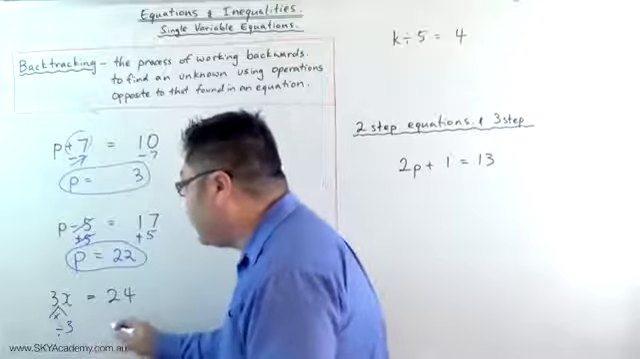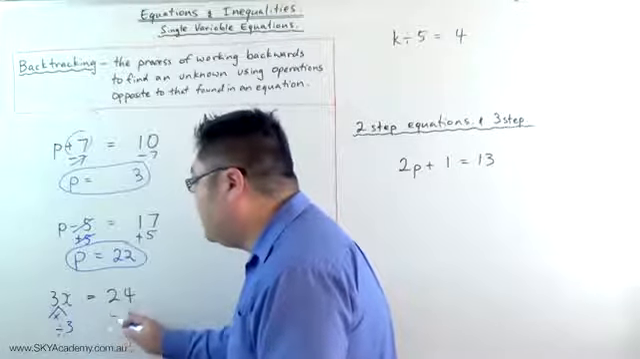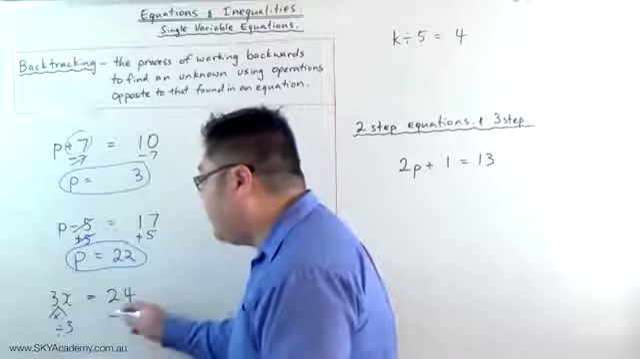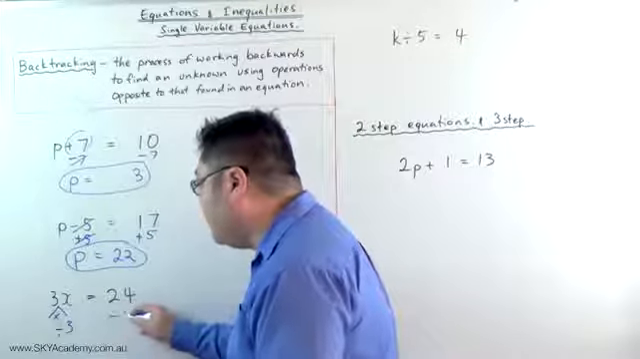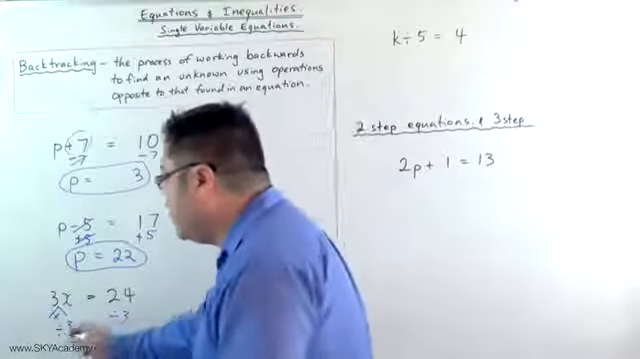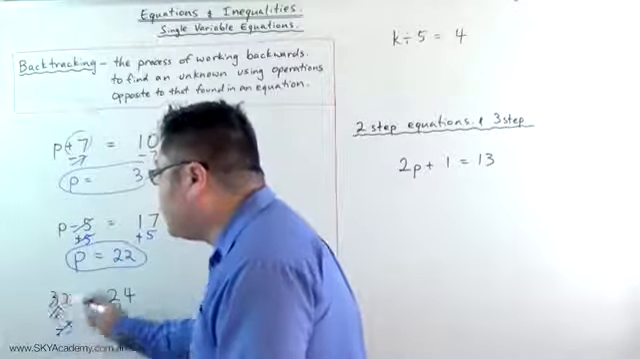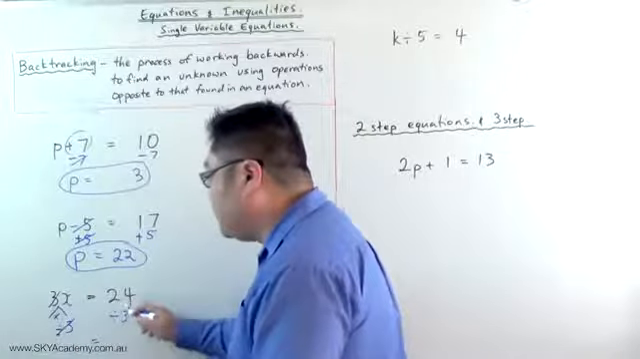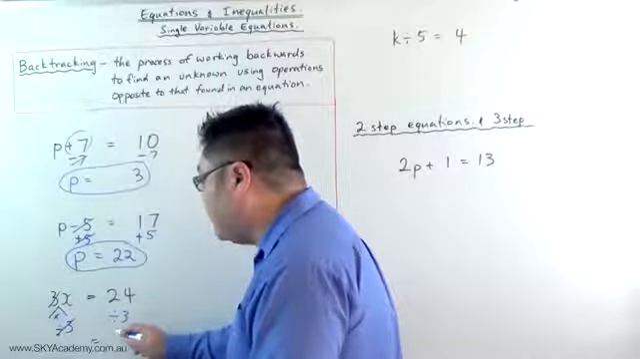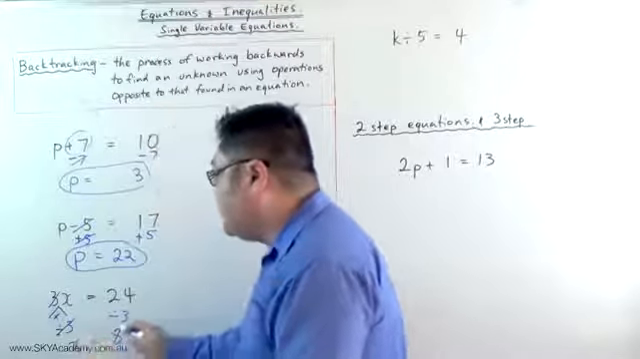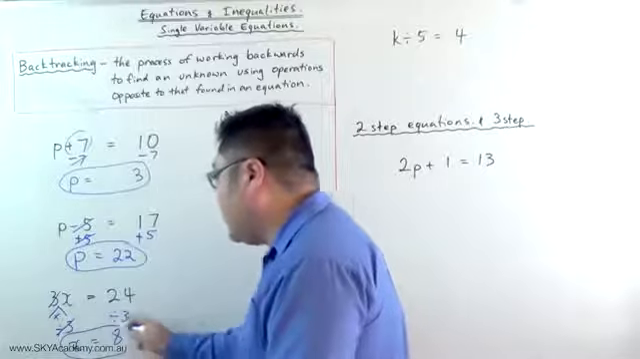By dividing by 3 on the left-hand side, you basically get rid of the 3 lots of x, and you've got to do the same thing on the right-hand side to preserve the equality. So you divide by 3 on the left-hand side, that cancels out. Divide by 3 on the right-hand side. 24 divided by 3 is 8. So x is equal to 8.